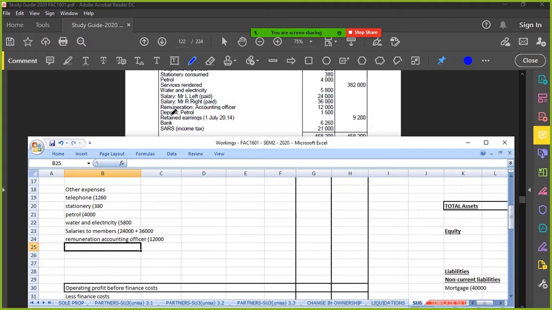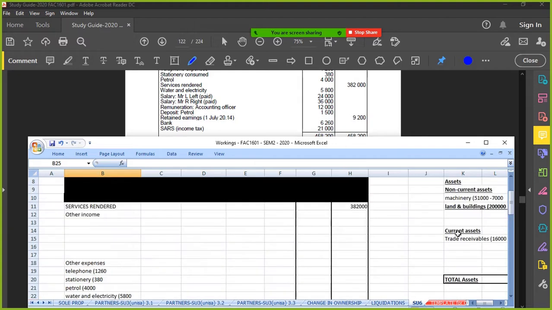So this is a deposit for petrol. This is your resource until you've received the deposit back or you've actually used the deposit for the petrol. So this is seen as an asset. Any deposit would be seen as an asset. It's probably current because petrol will be used on a short-term basis. The deposit for the petrol was 1,500. Okay, what else?